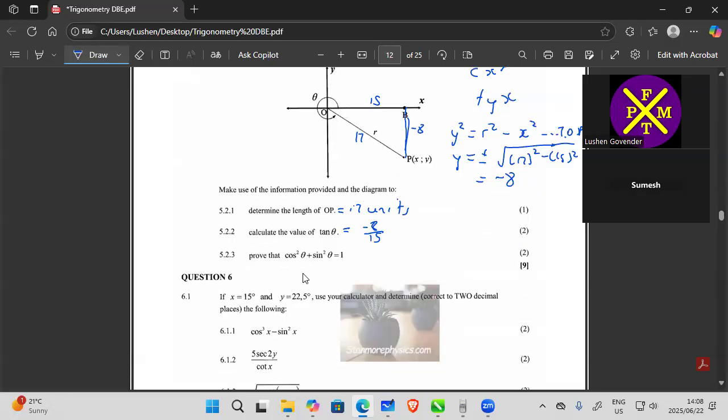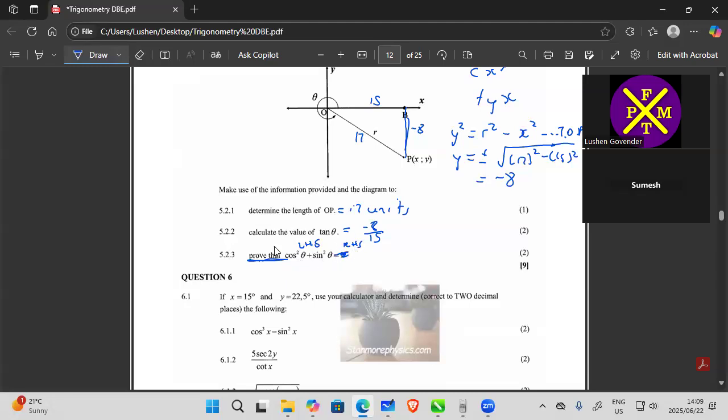Prove that cos squared theta plus sine squared theta is equal to 1. Now, when we talk about prove that, this is where we're going to go to trigonometric identities. If you look at my term 1 overview, I said that there are 4 types of mathematical statements: expressions, equations, inequalities, and identities. So this is what we call an identity. The way we do this is very simple. You break the equation up into 2 parts, the left-hand side and the right-hand side. You solve for the left-hand side and prove that the left-hand side is equal to the right-hand side.